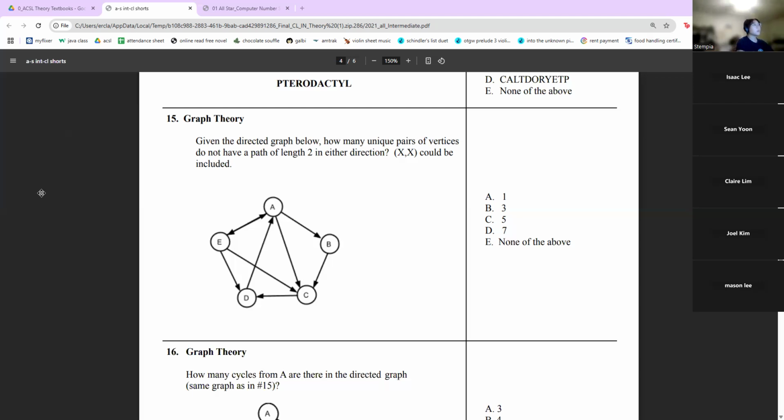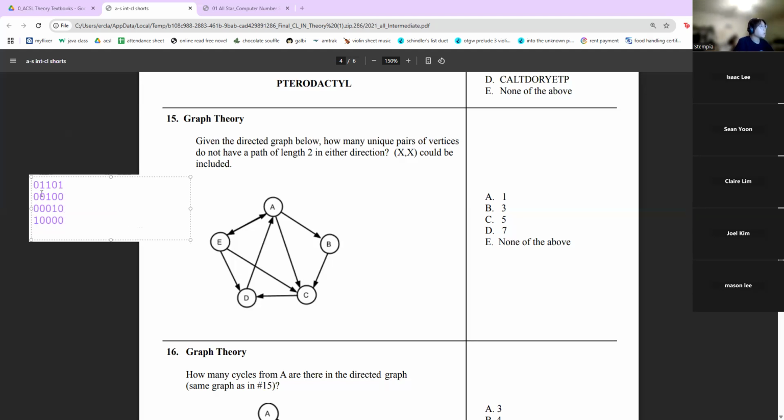So vertex A can go to B, C, and E. Vertex B can go to just C, I believe. Vertex C can go to D. Vertex D can go to A and just A. And finally, vertex E can go to A, C, and D. So this is what our path length one matrix is going to look like. I'm just making sure that I didn't mess this up, which I don't think I did, so yay.